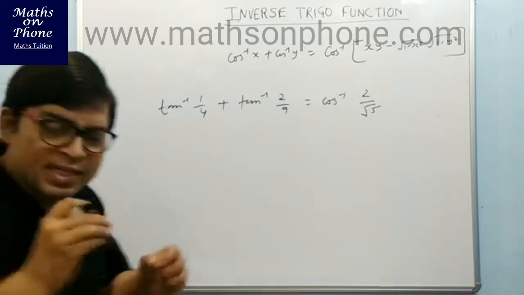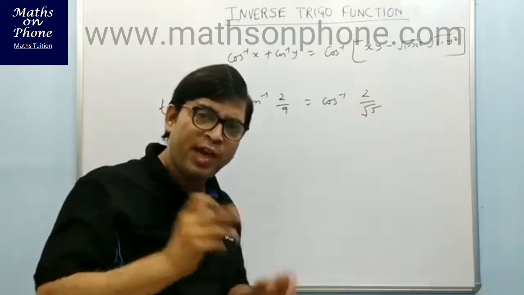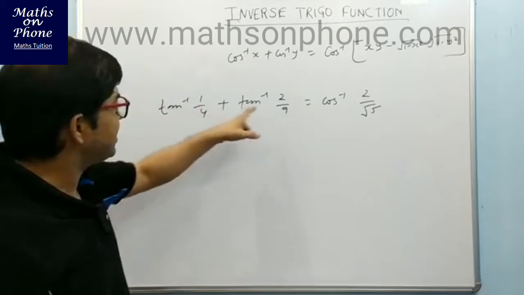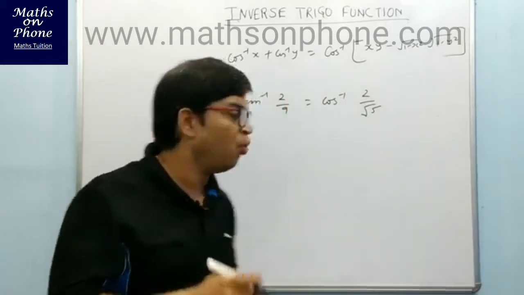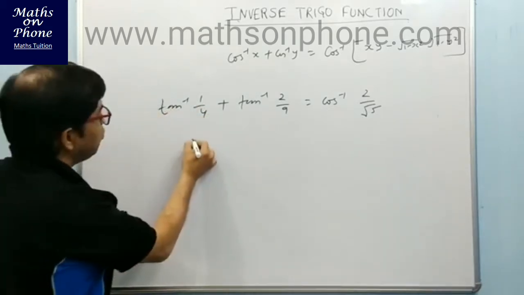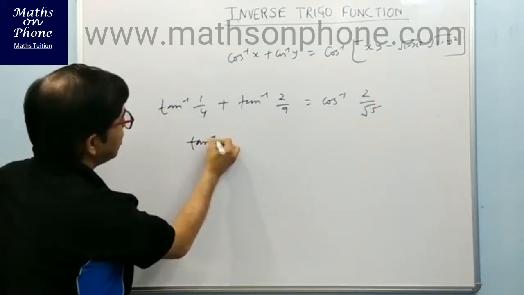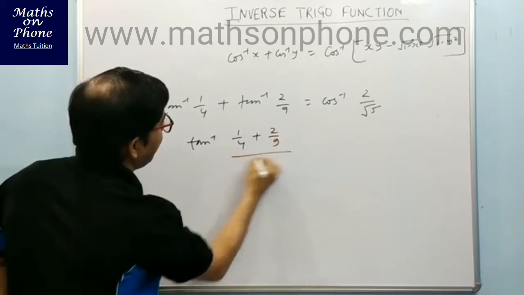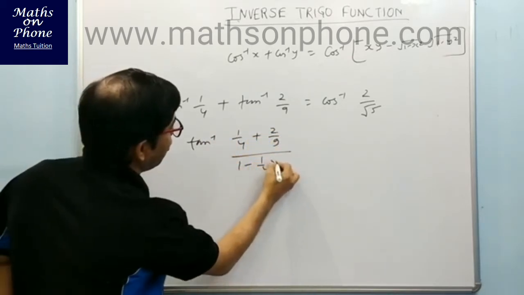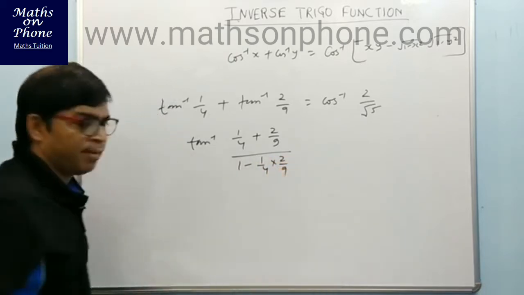I am just going to do, just see the application of the formulas we have learned so far. It is tan inverse x plus tan inverse y is equal to cos inverse something we need to prove. We will start here. So what is that? Tan inverse of 1 by 4 plus 2 by 9 divided by 1 minus 1 by 4 into 2 by 9.